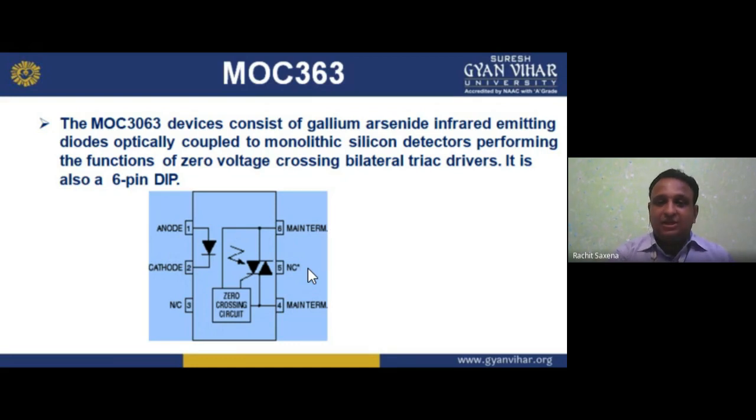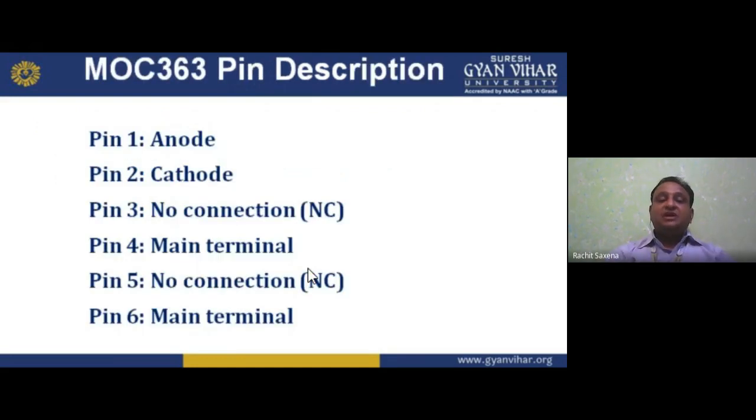I hope you understand. Now moving forward, the pin description again. Pin 1 is for the anode connection, pin 2 is for the cathode. Pin 3 is no internal connection. Pin 4 is a main terminal, pin 6 is again a main terminal, but pin 5 again has no internal connection. So this is the pin description.